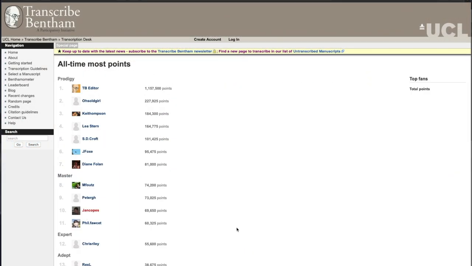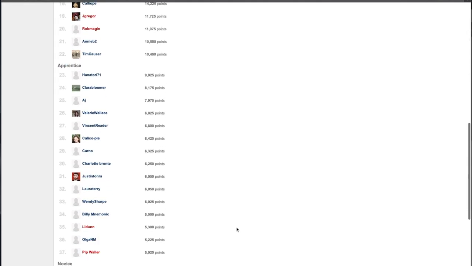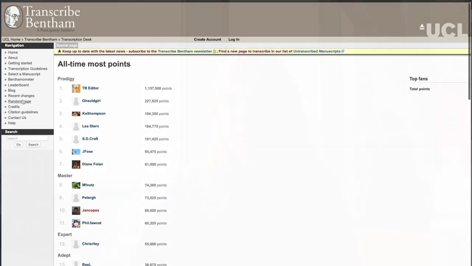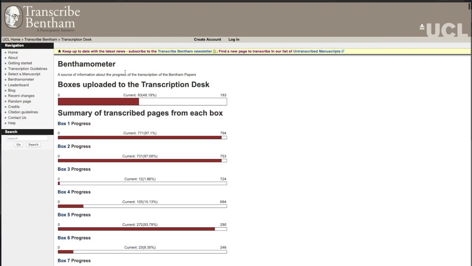And our volunteers didn't really care about the leaderboards. They were not there to compete against each other. So we downplayed that very quickly as part of the site. Initially we started giving people points for how many documents they read, and we still have that. There's somewhere on the site you can find that, but actually it was not a motivation. They weren't particularly interested in that. The one thing that we have kept on the front page of the site is the Benthamometer, which is how many of the manuscripts are now read.